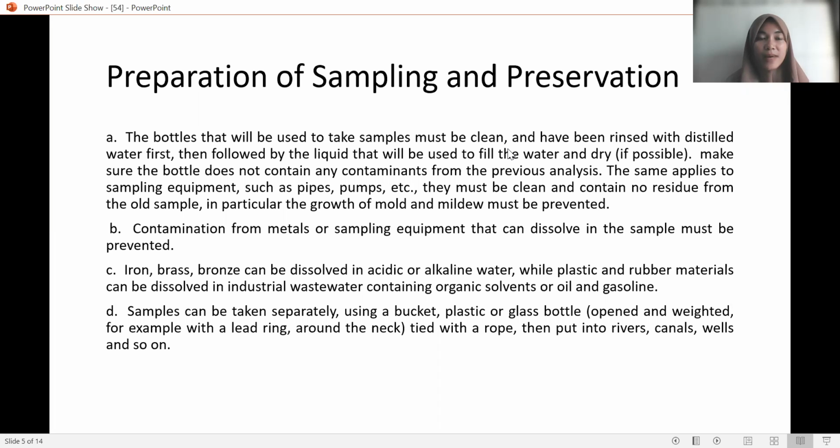Make sure the bottle does not contain any contaminants from the previous analysis. The same applies to sampling equipment such as pipes, pumps, and hoses. They must be clean and contain no residue from the old sample. In particular, the growth of mold and mildew must be prevented.